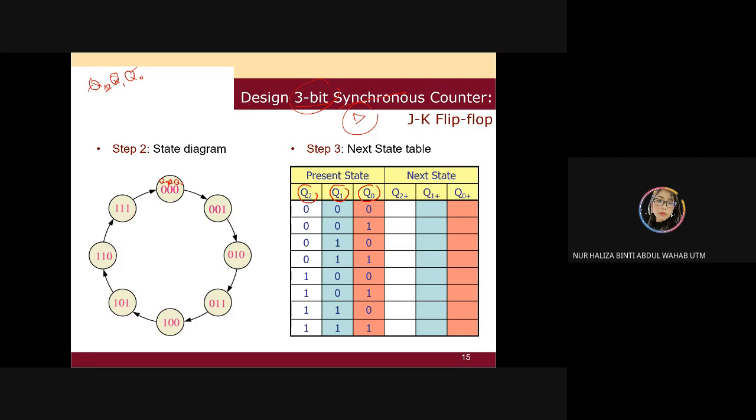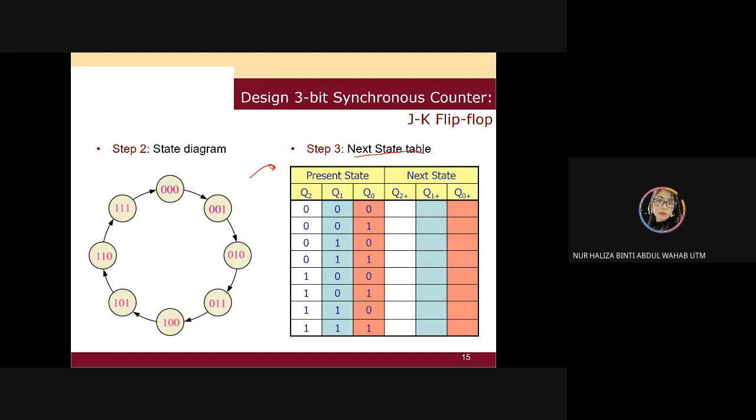First thing, you need to know about the design. And second, you're going to move to your state diagram. This is a counter, supposedly counting up from 0 to 7, and then it cycles: 000, 001, 010, 011, 100, 101, 110, 111. Then repeat again. All of these states are going to be presented in your next-state table.